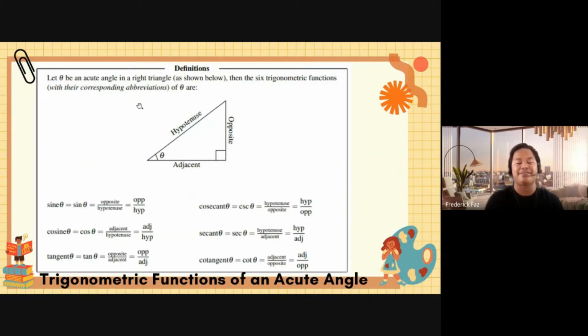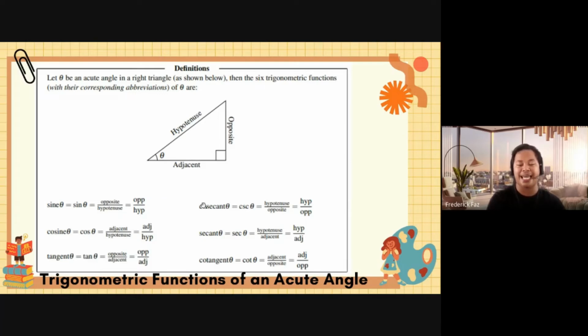Let's have these definitions. So let's recall the SOHCAHTOA. So if this is the acute angle, we have the adjacent side, the opposite side, and the hypotenuse. So for sine theta, opposite over hypotenuse. For cosine theta, adjacent over the hypotenuse. For tangent theta, we have the opposite over the adjacent.